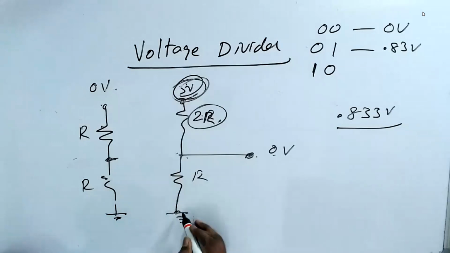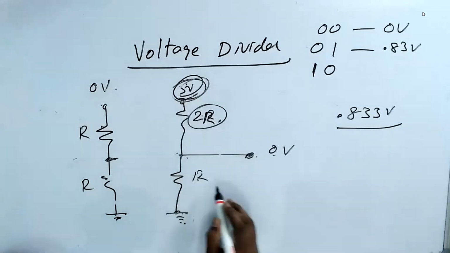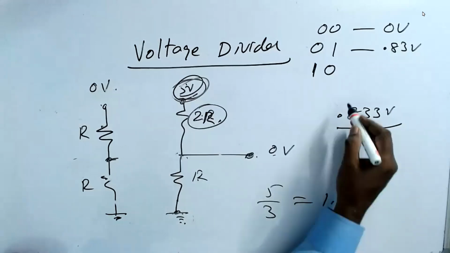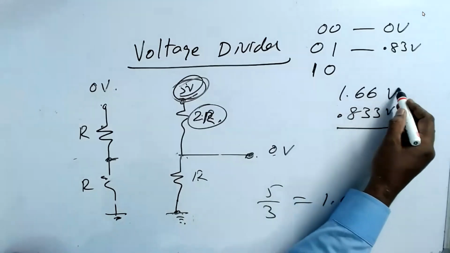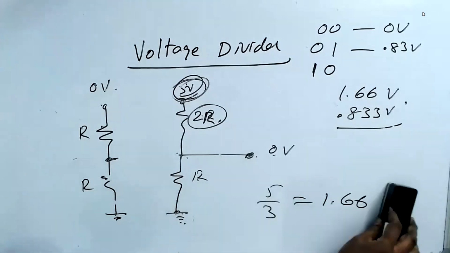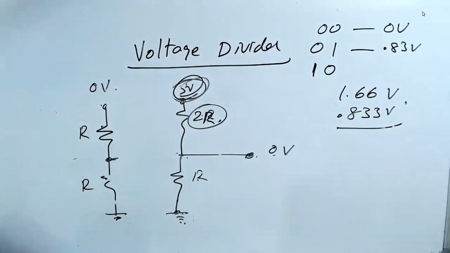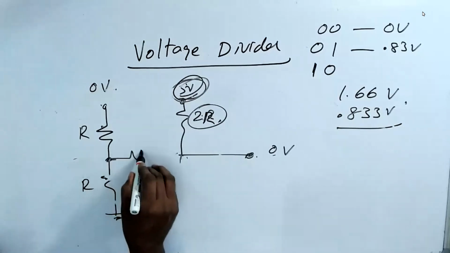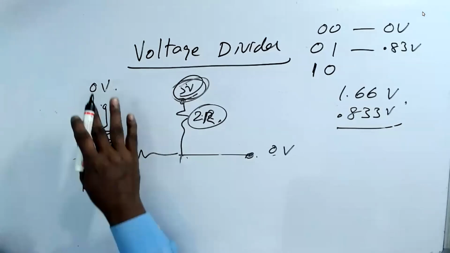This is 5 volt, this is 0 volt. This is 2R and R. 5 by 3 is equal to 1.66. You get 1.66 volts. Now, try to go back and do this at home. I cannot do it all now, I'm just giving you the idea.